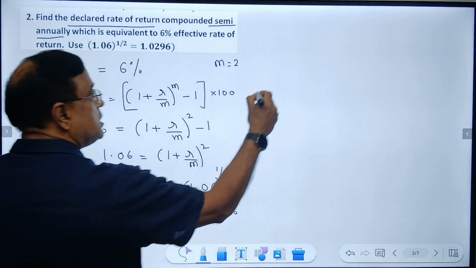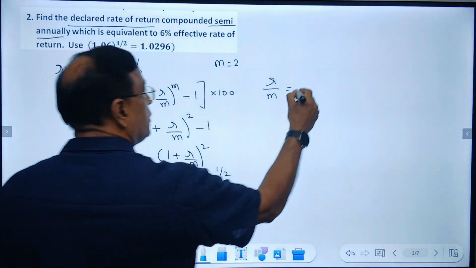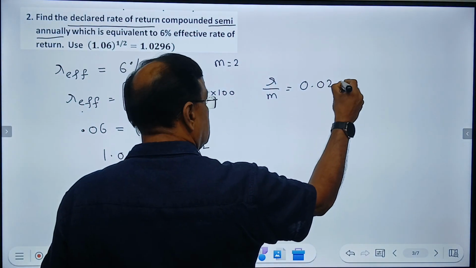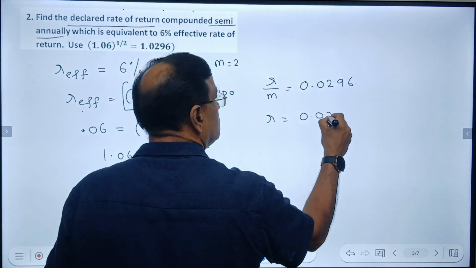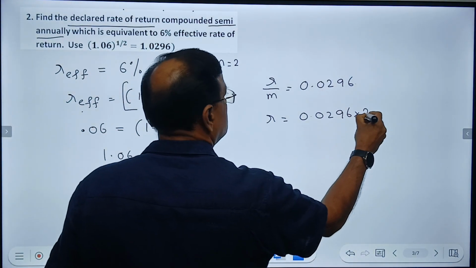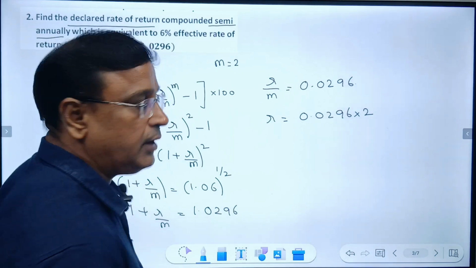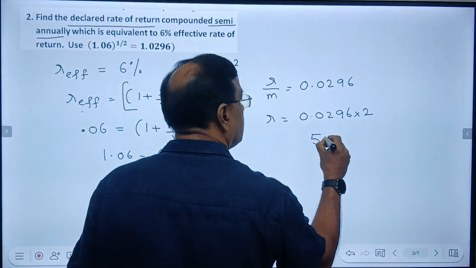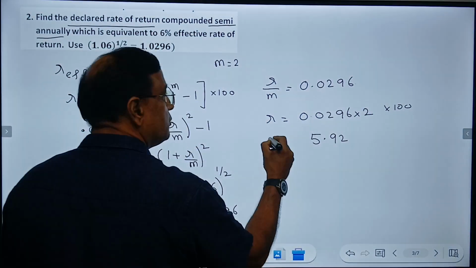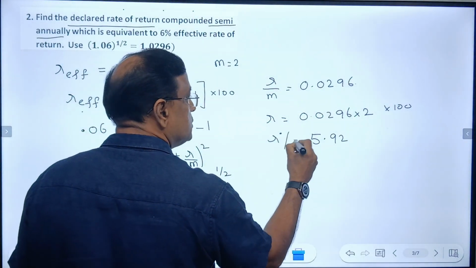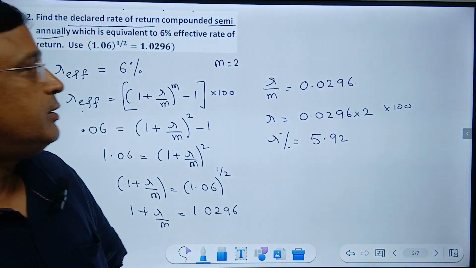Correct? So what is R by M? R by M equal to, subtract, you get 0.0296. So R equal to 0.0296 into M, which is 2. If you multiply this, I think you get the answer as 0.0592. Of course, you have to multiply it by 100, because it is a rate, it is a percentage. So multiply by 2 and then with 100. So you'll get 5.92%.